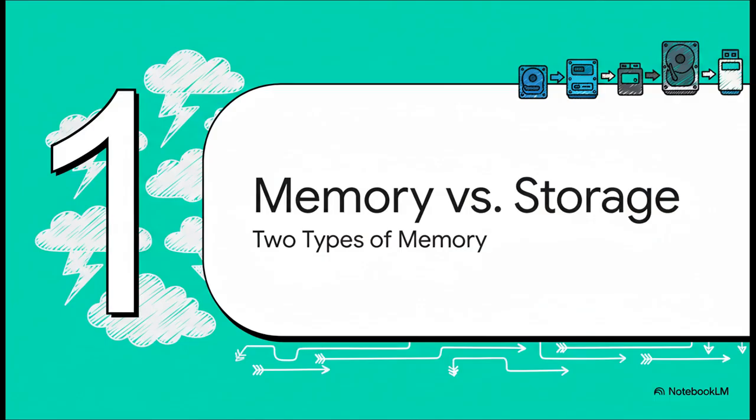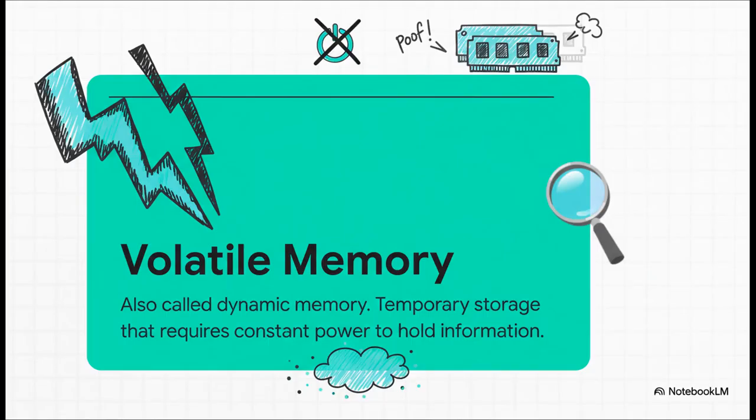Let's break it down. First up, we have volatile memory. The key word here is volatile, and it means exactly what it sounds like. It's temporary. This is your computer's short-term memory, what we usually call RAM. It's super fast and holds all the data for the apps and files you have open right now. But here's the catch. It needs power constantly. The second you turn off your computer, poof, everything in it is gone, vanished.